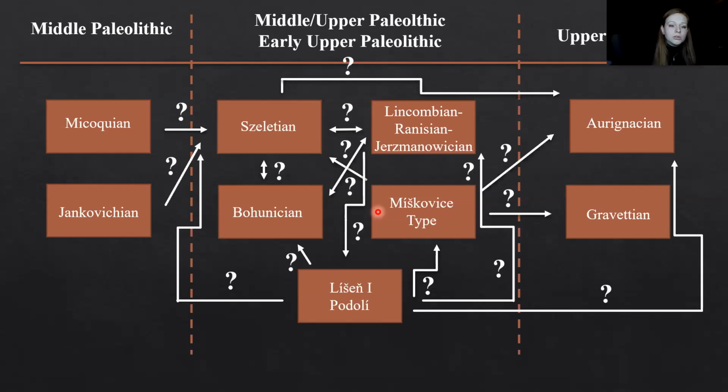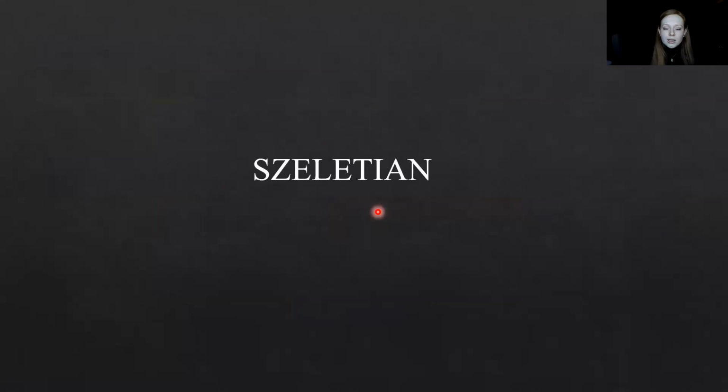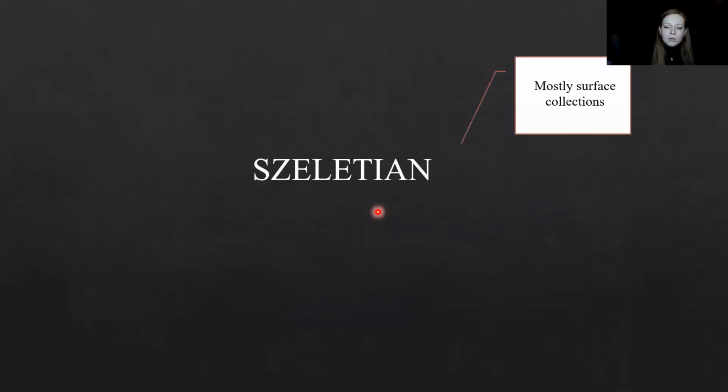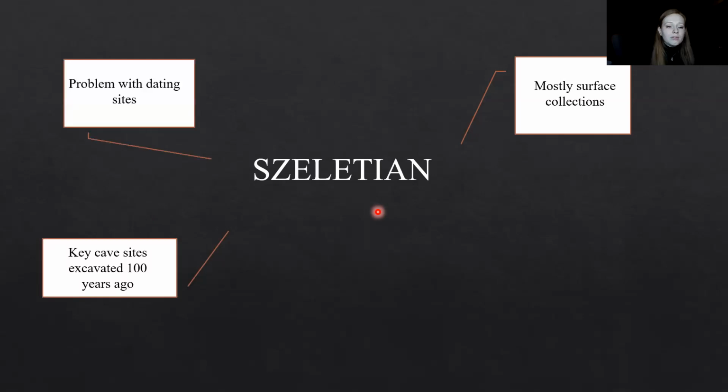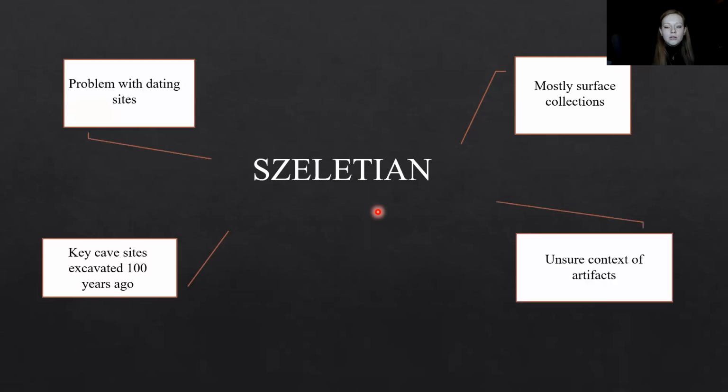But now I want to go directly to the Szeletian. The problem of the Szeletian is mainly that it is known mostly from surface collections, and that the key cave sites were excavated more or less 100 years ago. So we have a problem with dating the sites. We have unsure context of artifacts.